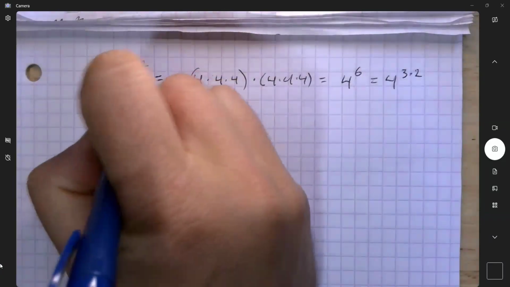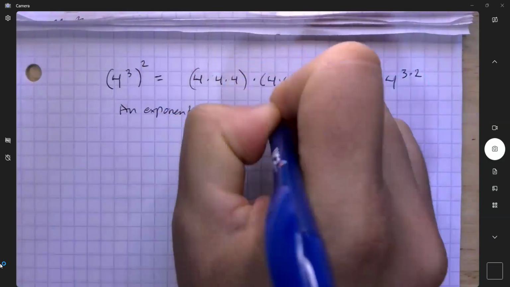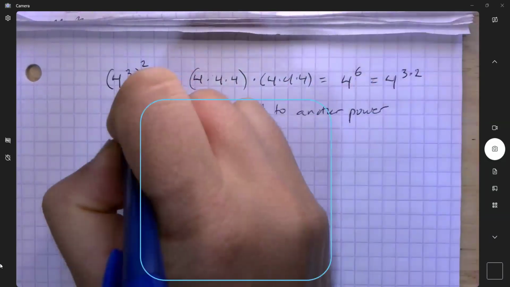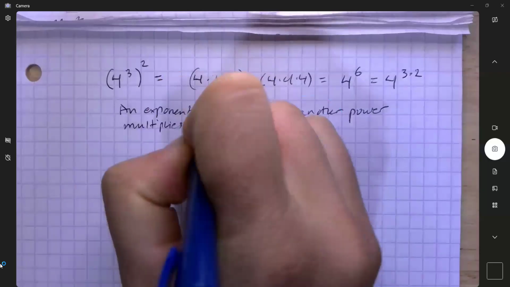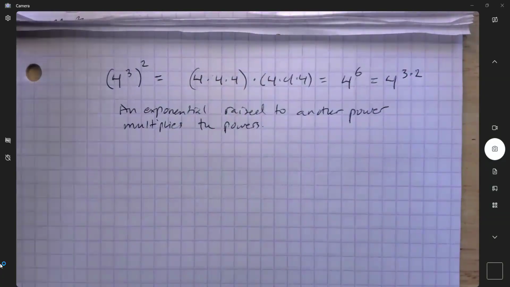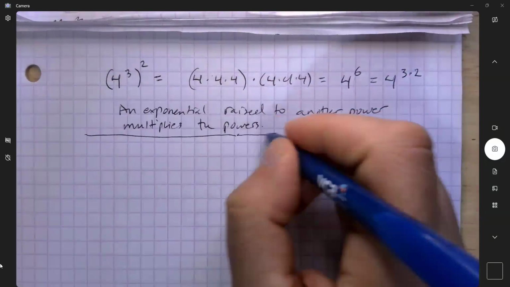So an exponential raised to another power multiplies the powers. And really all we're doing here is we're keeping track of our exponential grammar, starting from one simple rule, which is that exponentials are repeated multiplication. We can develop these shorthands that allow us to do our exponentials a little more easily. Okay, moving on.